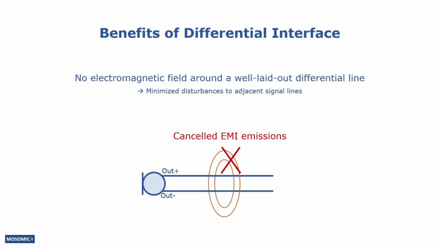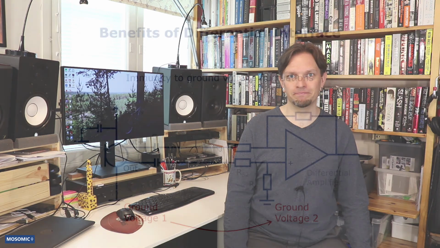Another benefit of a differential pair is that it disturbs adjacent signal lines less than a single-ended signal. This is due to the fact that the electromagnetic field around a well-laid-out differential line is ideally zero. In other words, a differential pair improves the immunity to both crosstalk between two signal lines as well as the immunity of one signal line to the radiated disturbances that, for example, the device antennas transmit.